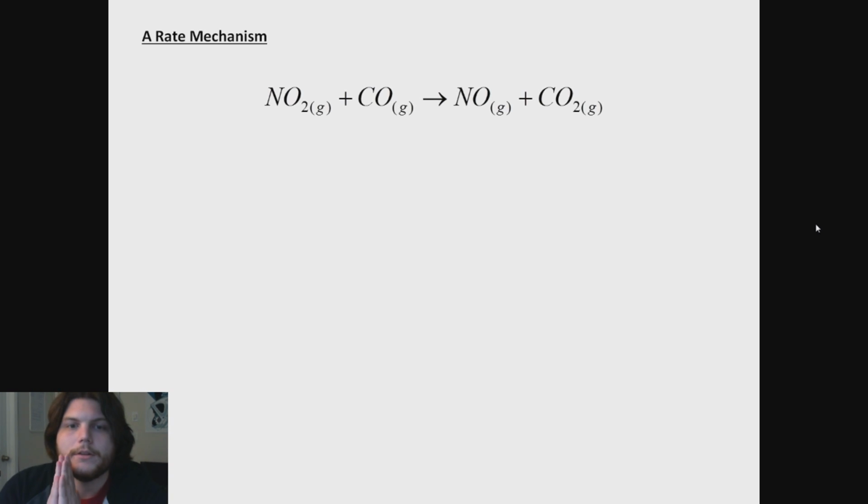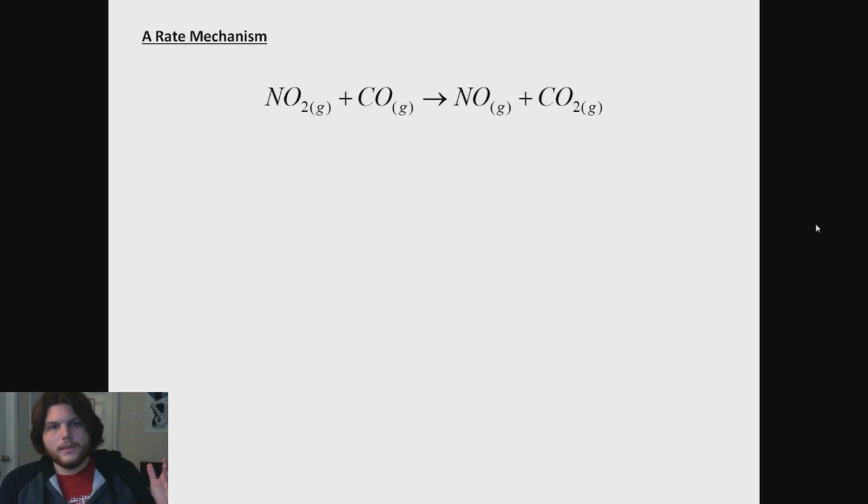So when we first start thinking about these rate mechanisms, let's just pull up what a rate mechanism would be. So here you can see a very general reaction. We have NO2 combining with CO, becoming NO and CO2. These are all in gas form. Not that it particularly matters in this case, but just to bring back the point: put on your phases for everything.